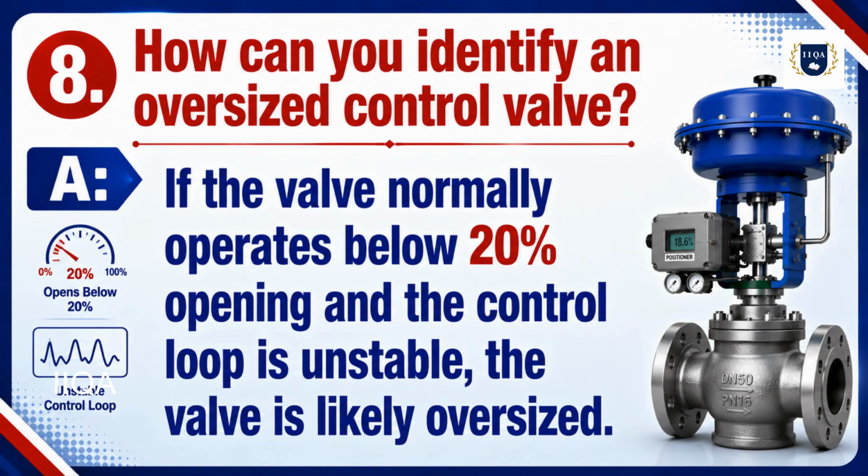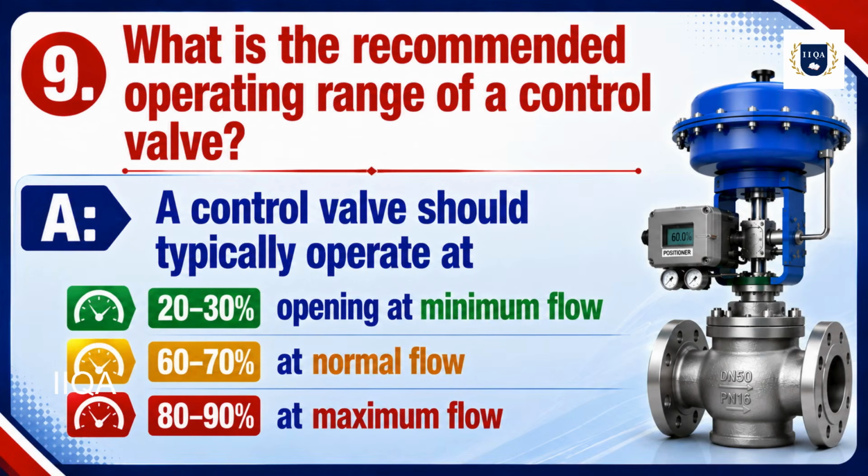8. How can you identify an oversized control valve? If the valve normally operates below 20% opening and the control loop is unstable, the valve is likely oversized. 9. What is the recommended operating range of a control valve? A control valve should typically operate at around 20 to 30% opening at minimum flow, 60 to 70% opening at normal flow, and 80 to 90% opening at maximum flow.